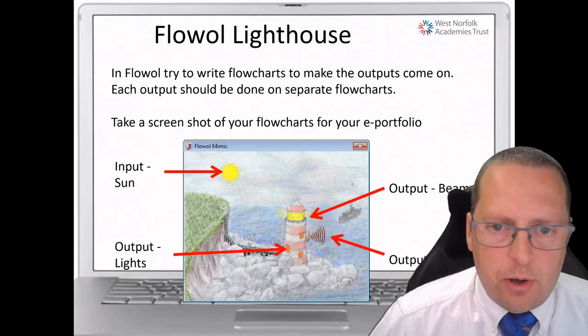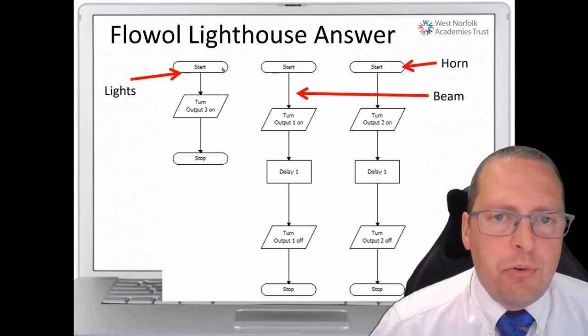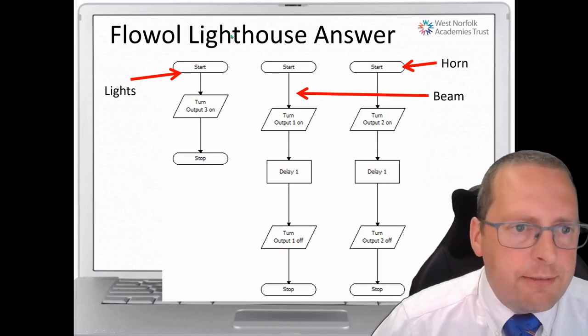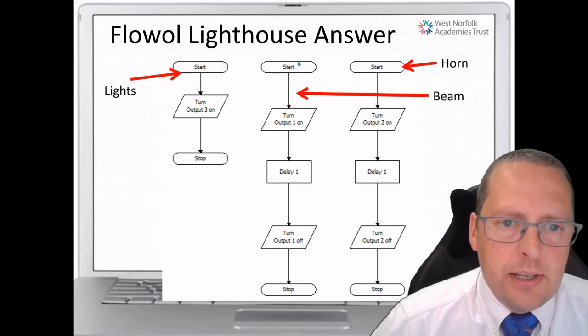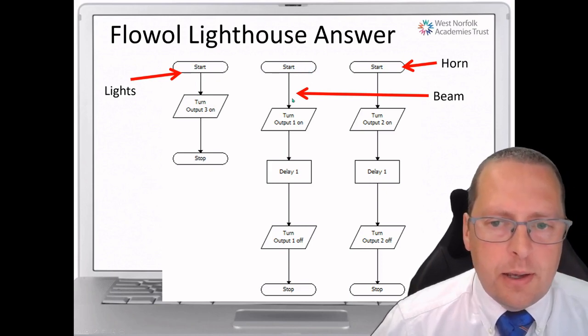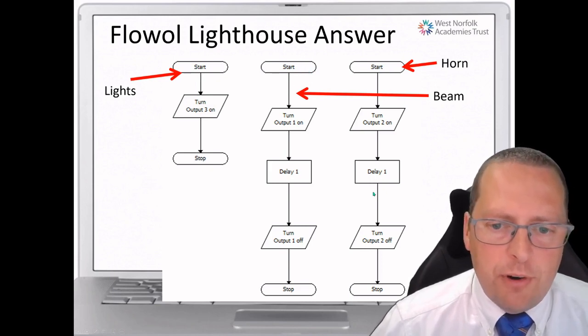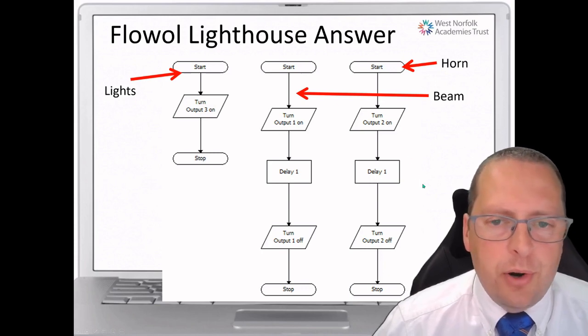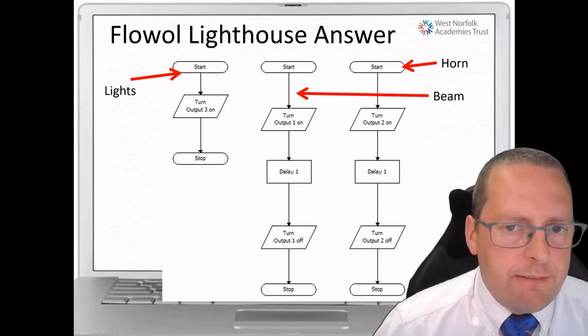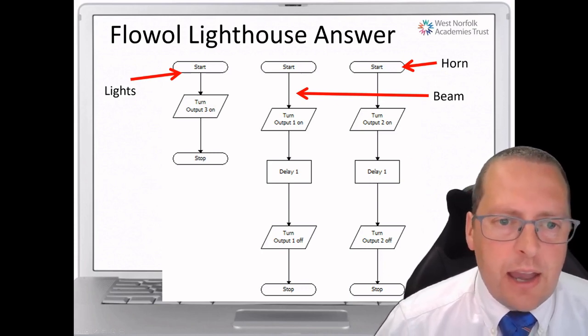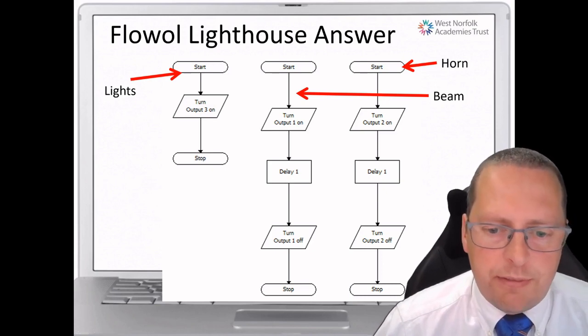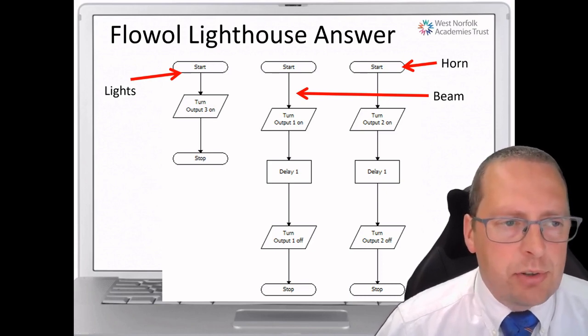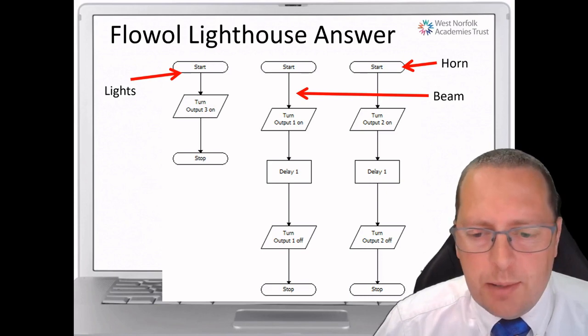We've had a look at the Flowol. Here are the 3 different answers we can have. So here's the light, here's the main beam, and here is the foghorn. So you'll have 3 different programs that you need to create. If you've created those already, brilliant. If you haven't created those, we just need to pause the video and get those 3 individual elements working.